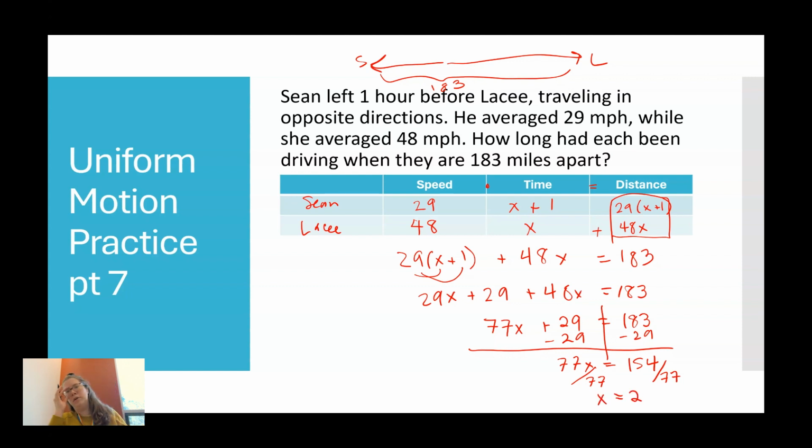Now careful. What was x? That's how long Lacey was traveling. So she was moving, however they were moving. I'm assuming driving. Certainly wasn't walking 48 miles per hour. So she was driving for 2 hours. And Sean, since he left 1 hour before, was driving for 3 hours.